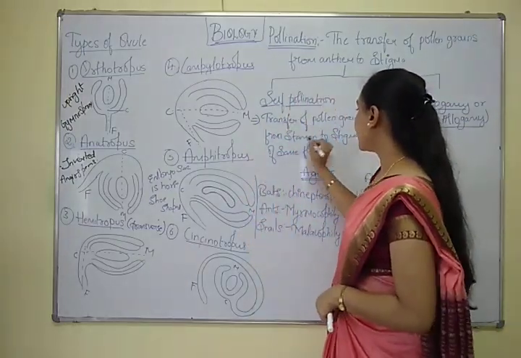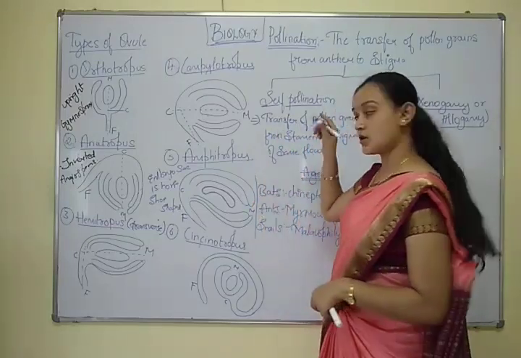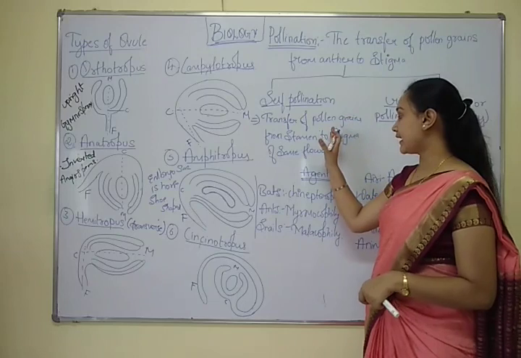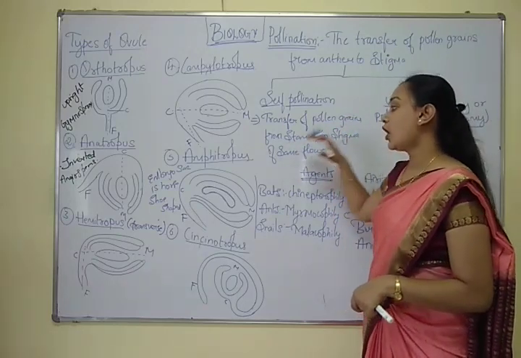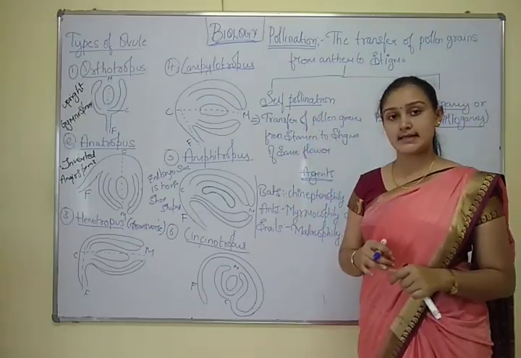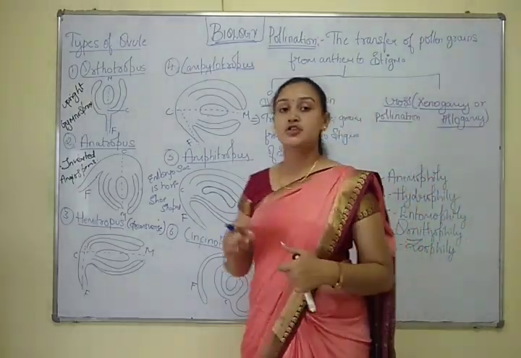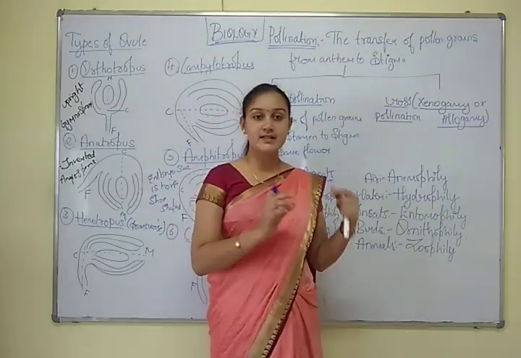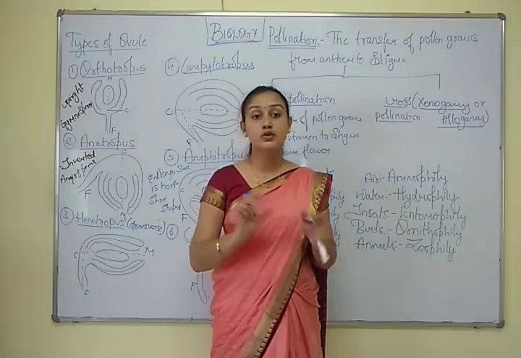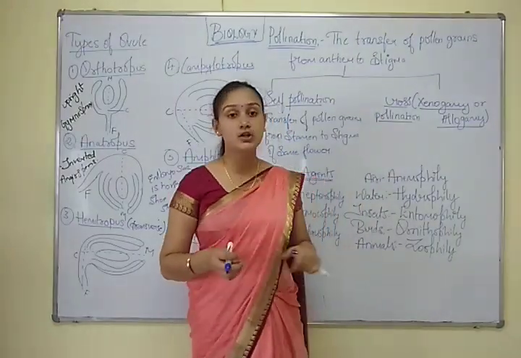So the transfer of pollen grains from stamen to stigma of the same flower of one single plant is also self-pollination. Or the transfer of pollen grains from stamen to the stigma of the same plant with two different flowers is also called self-pollination. Okay, so next one is cross-pollination. Here the transfer of pollen grain from the stamen to the stigma of the flowers carried on two different plants is called cross-pollination.